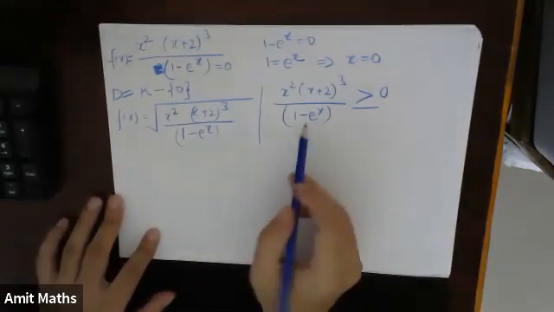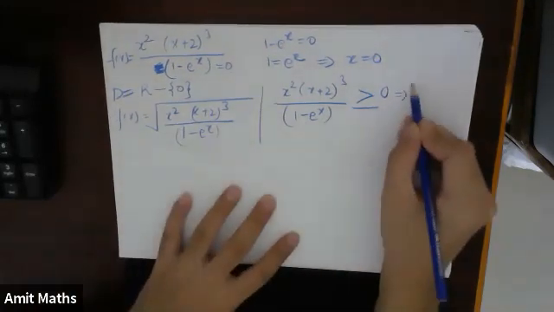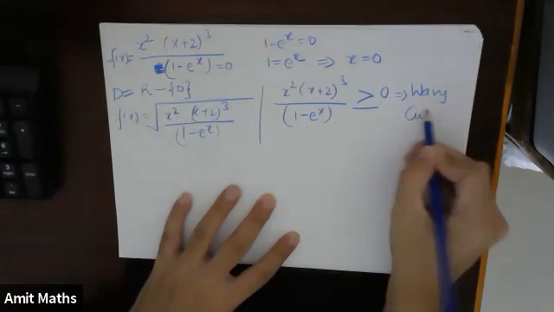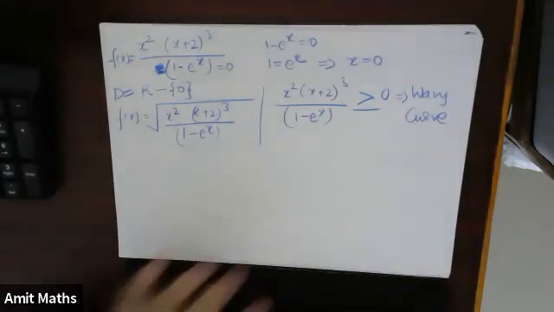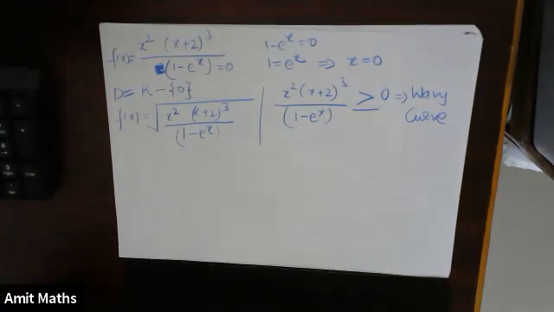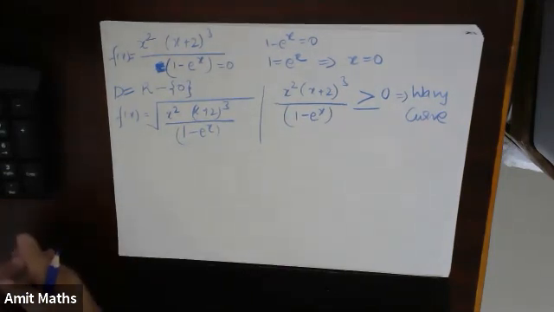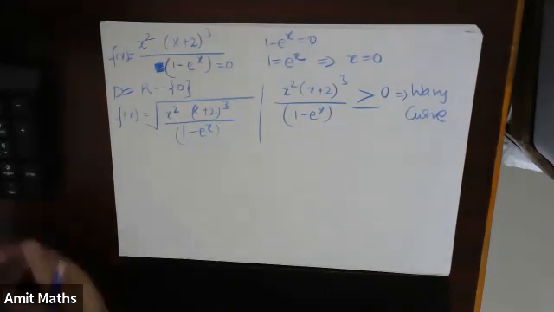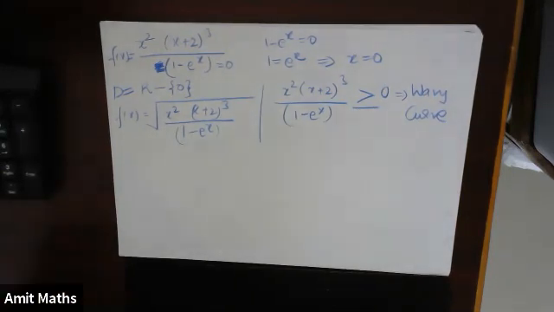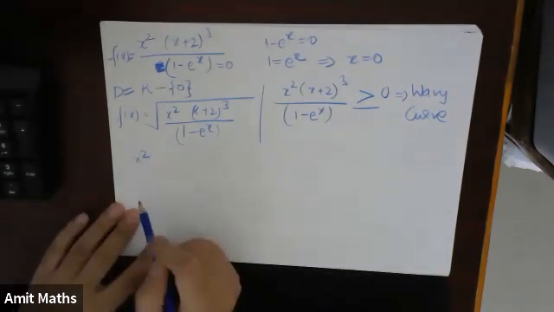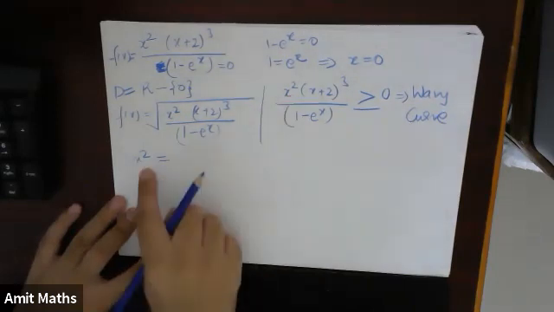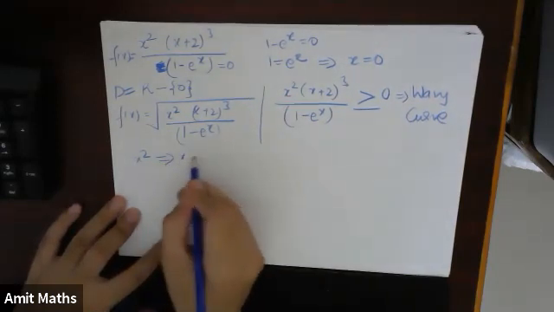Now, this is something which we have done using the wavy curve. If you remember, what was the methodology to find a domain using the wavy curve? The first part was to find the critical points. Critical points means for each factor we have to equate it to 0 and find its root. So for x square, the critical point is x is equal to 0.